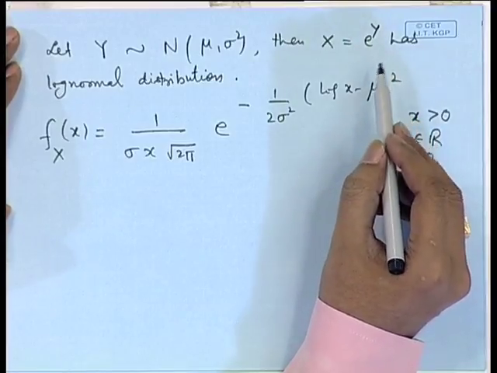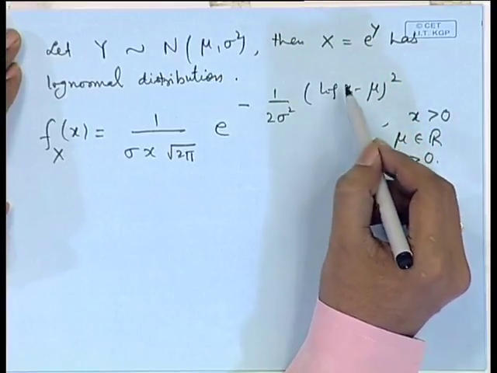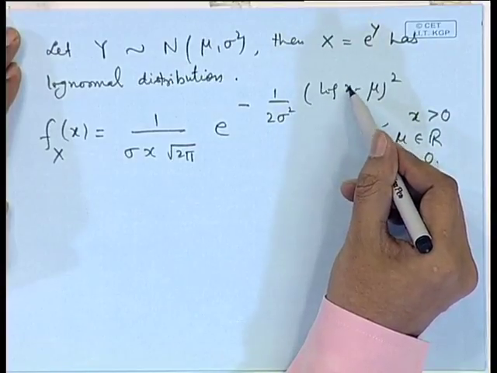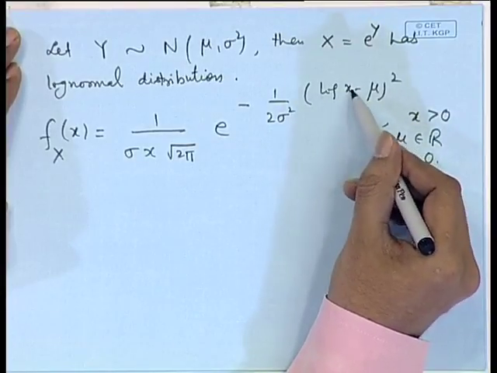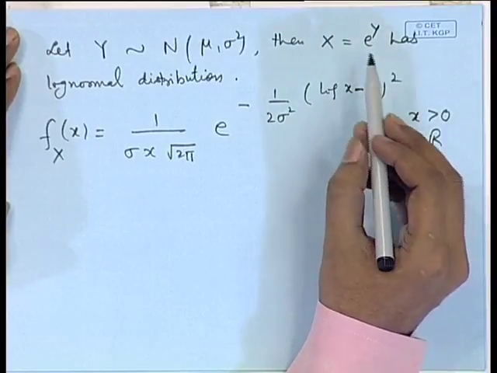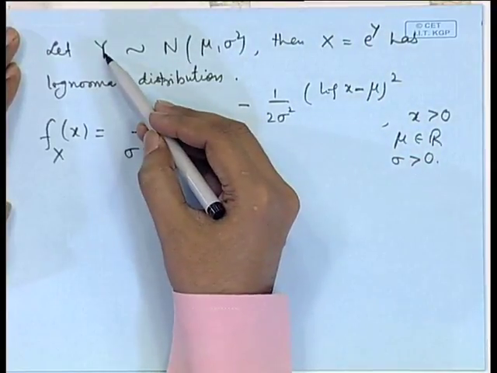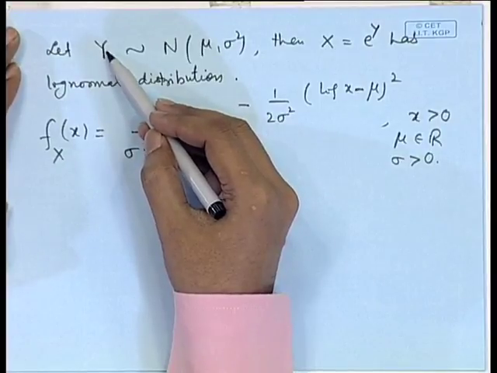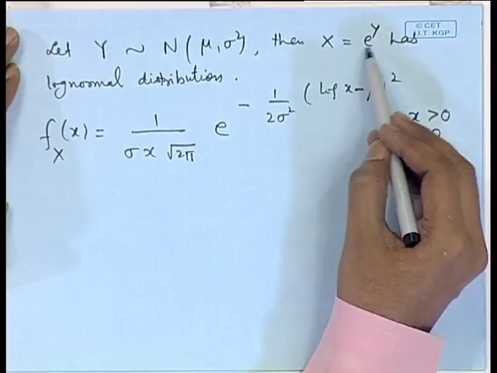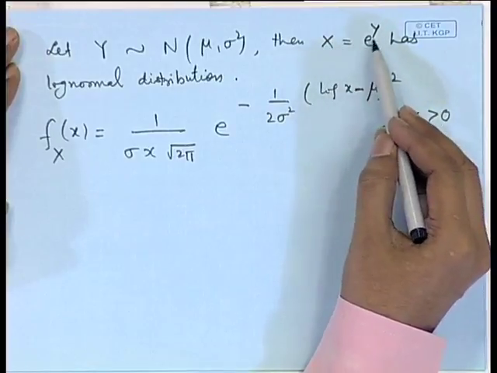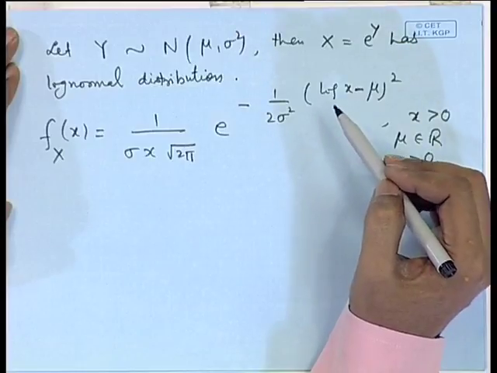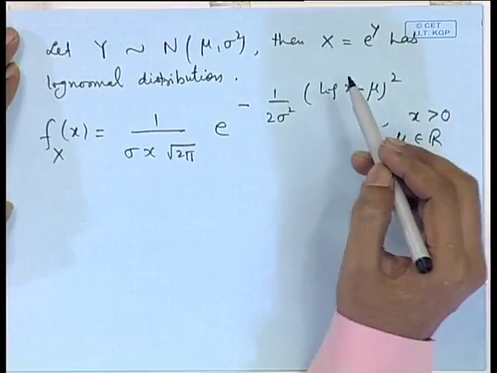The necessity of this kind of distribution can be understood like this: many times x observations may be very large and log x observations may be useful. On the other hand, if y observations are very small, then e to the power y observations may be of a reasonable size. So, if we take e to the power y, then that will have a log normal distribution.